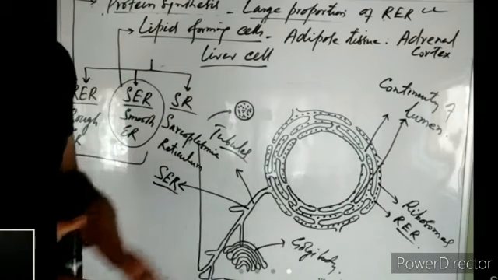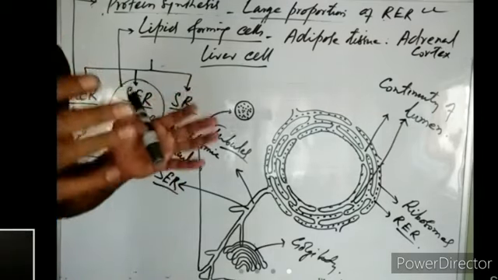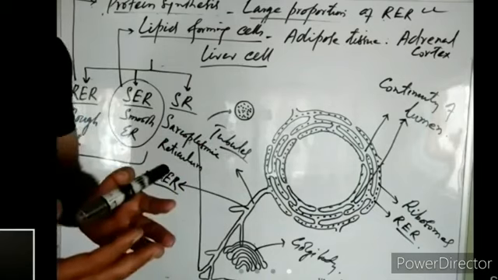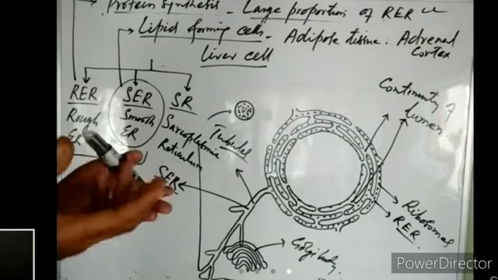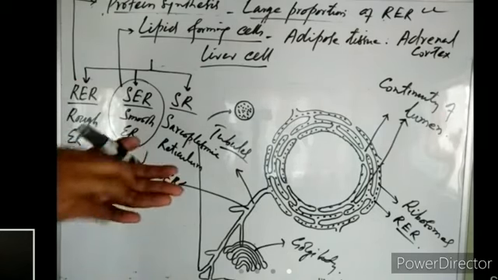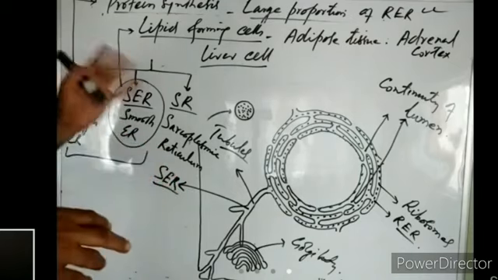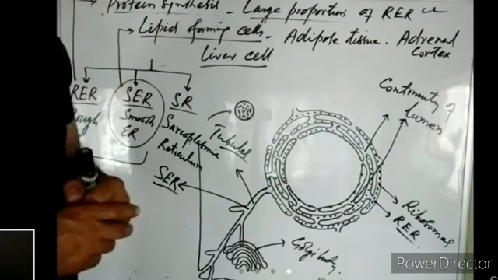So now we come to know that both SER and RER may be present together in a cell. But which one of them will be in greater proportion? In protein forming cells, RER will be in greater proportion, because protein forming cells will have most of the ribosomes in them. And those ribosomes are present on the surface of endoplasmic reticulum. So that makes it rough. So rough endoplasmic reticulum is abundant in protein forming cells.